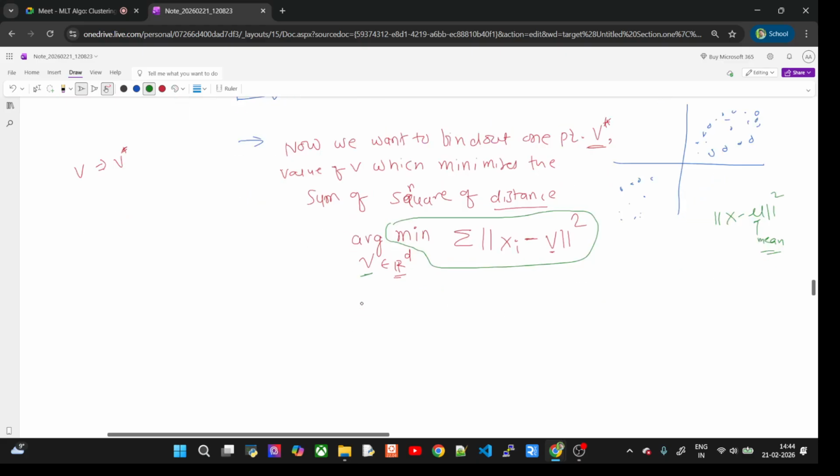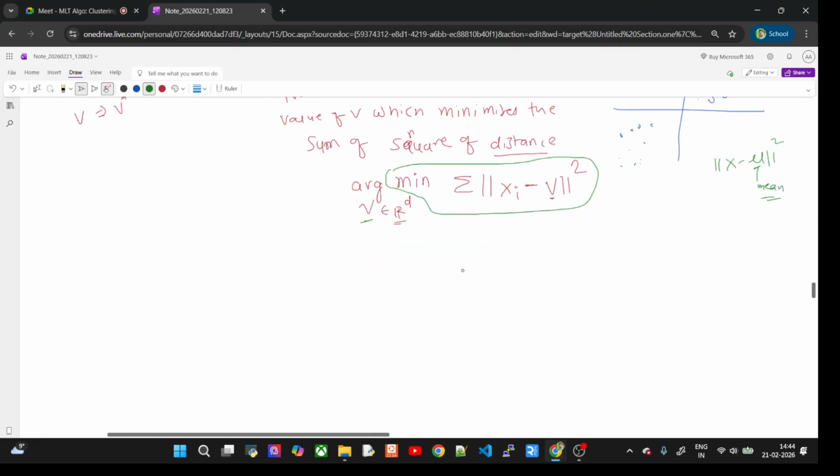So what we generally do in this kind of derivation: you need to find the value of v which gives the minimum of this summation of (xi minus v) square, like the sum of squares of your distances should have the minimum value. Okay, how will you figure that out?